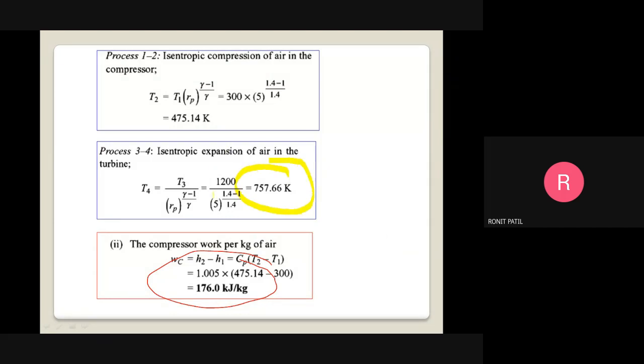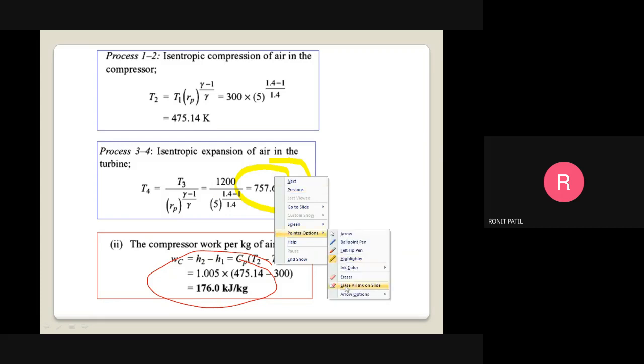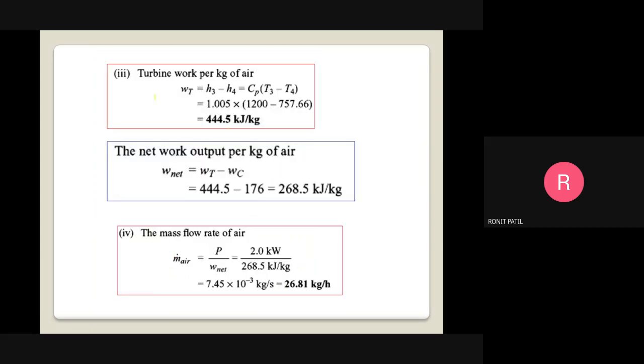So after getting T4, find out turbine work. Write down turbine work is equal to CP into T3 minus T4. So CP we have 1.005, T3 is 1200 and T4 is 557. And check your value of turbine work. It is 444.5 kilojoule per kg.